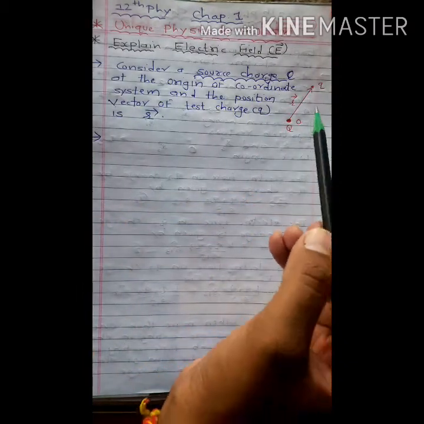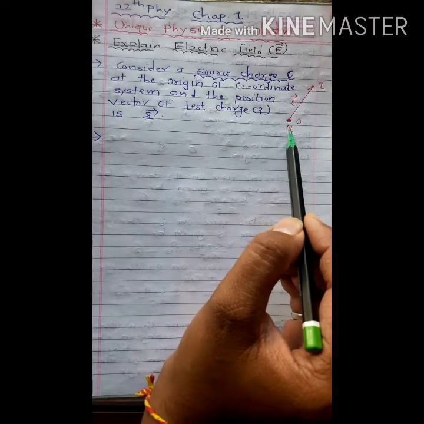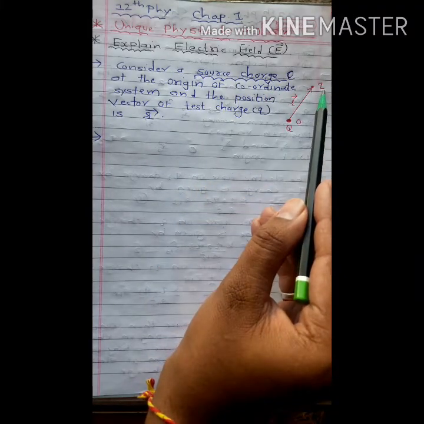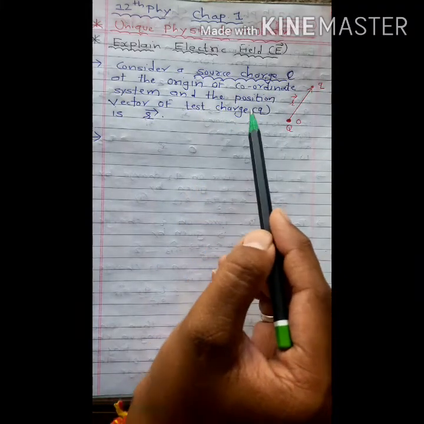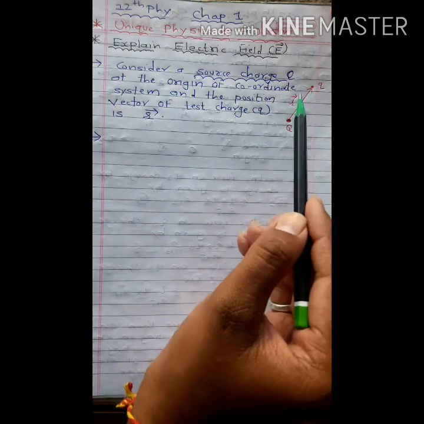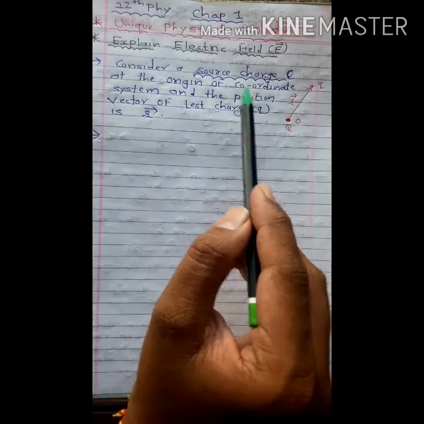Now here we have a system of two charges. The first charge, that is capital Q charge, is known as the source charge. Another charge is small q charge. This charge is known as the test charge. So this is our simple system, and this is the description of this figure.